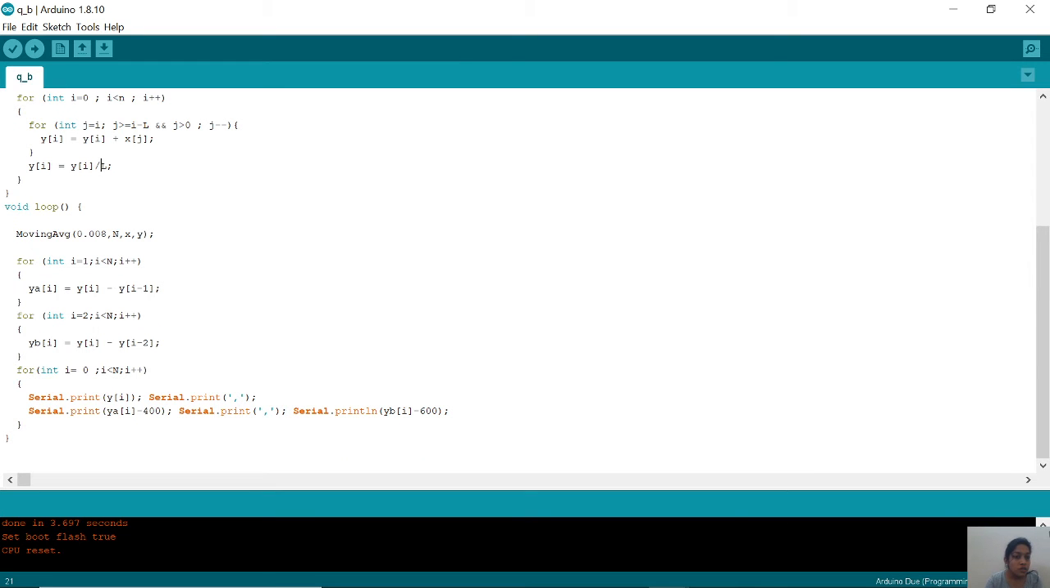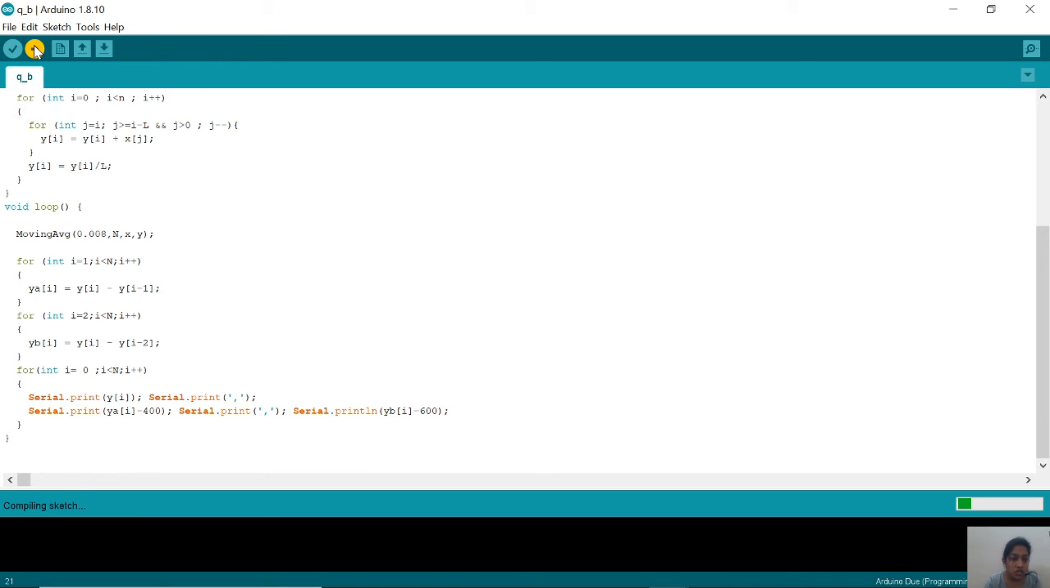So this is the derivative filter. As you can see, in the second loop, i equal to 1 to n will be running, and there y of i equal to y of i minus 1. So this is the first order derivative filter, and the second loop is for the 3-point central derivative filter. So here we will be taking y of i minus 2. This one we are doing for the second order derivative filter.